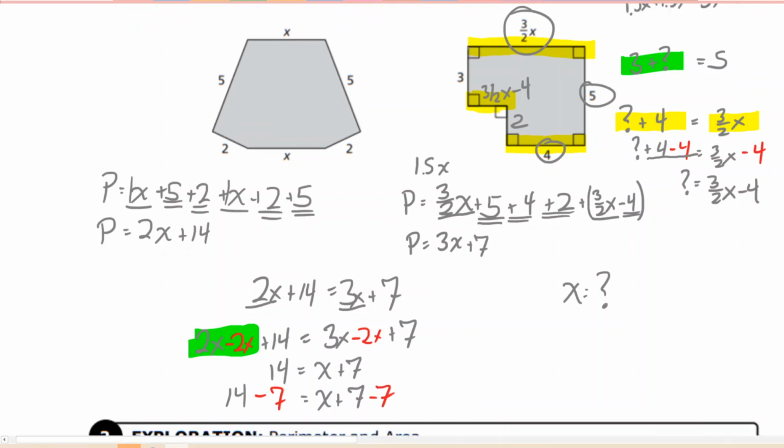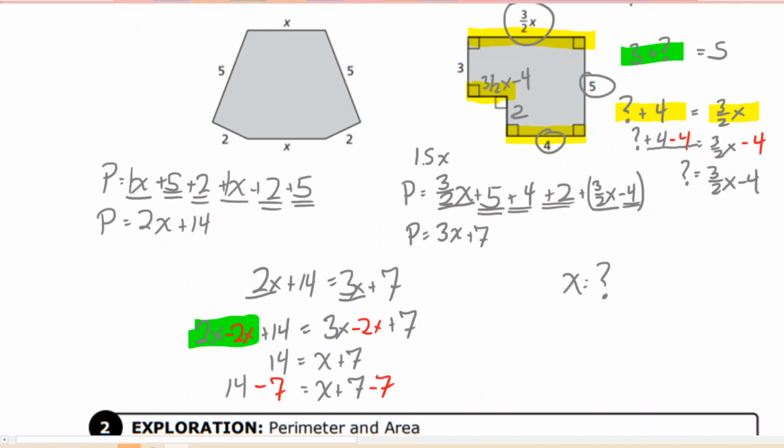Okay, so keep your eyes on the prize, as they say. You want to know the value of x, so you want to move everything away from the x. So that means that x equals 14 minus 7. Here's that zero pair again. So x is equal to 7.